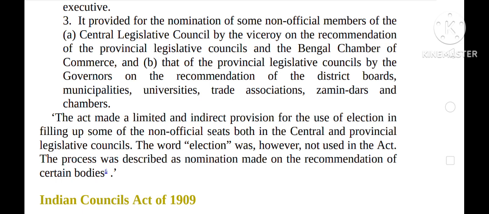The Act made limited and indirect provisions for the use of election in filling up some of the non-official seats, both in the central and provincial legislative councils. The word election was, however, not used in the Act. The process was described as nomination made on the recommendation of certain bodies.